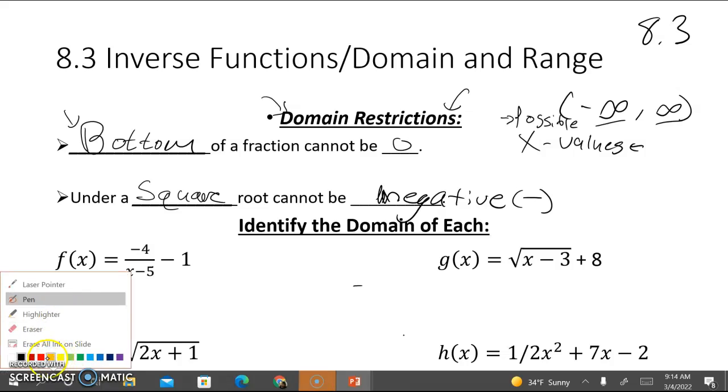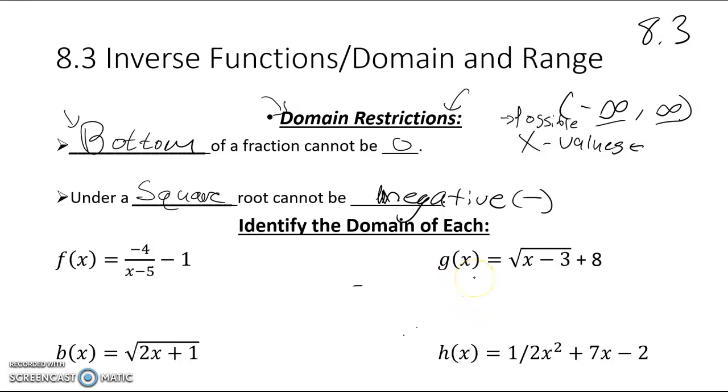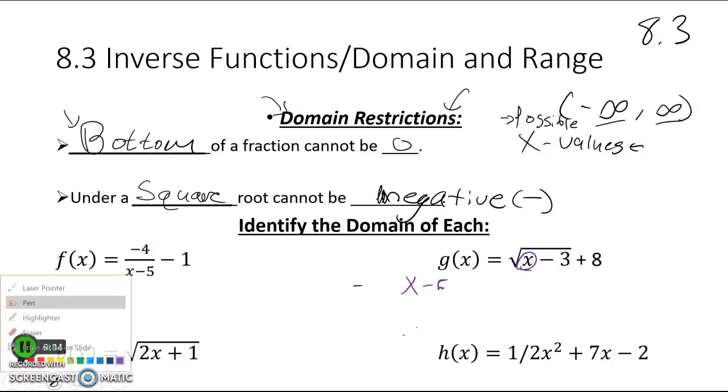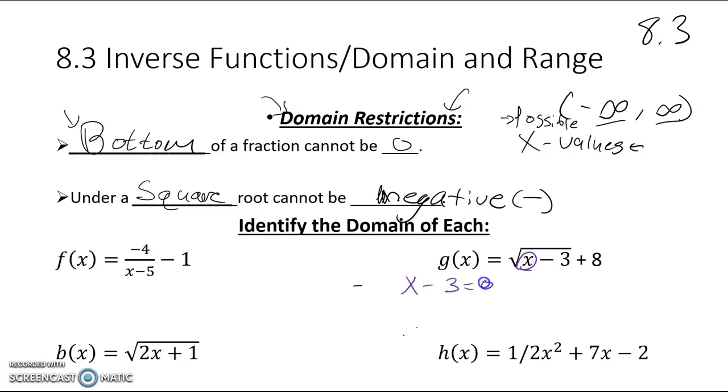All right, going back to this one here, so now I'm going on to g of x. I have g of x equals the square root of x minus 3, plus 8. Again, I'm looking for an x underneath the square root or underneath a fraction, and I have an x underneath the square root here. So just like I did with the x minus 5 over here, I'm going to take this x minus 3 and set it equal to 0. Solve that out, I get x equals 3, okay?